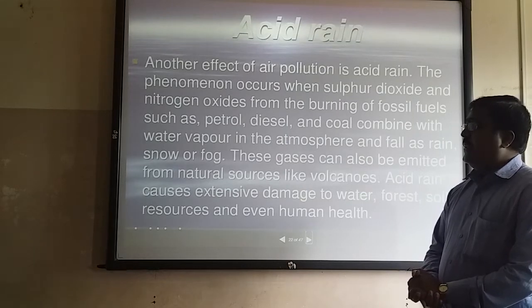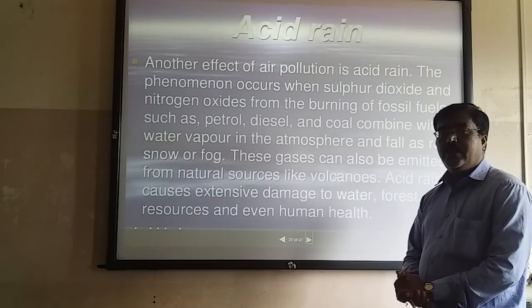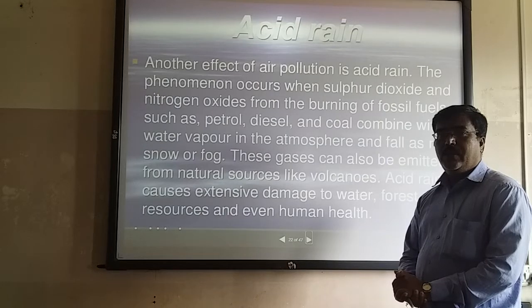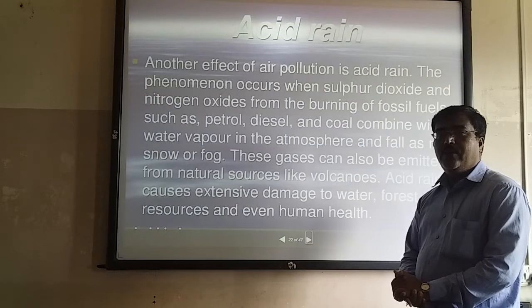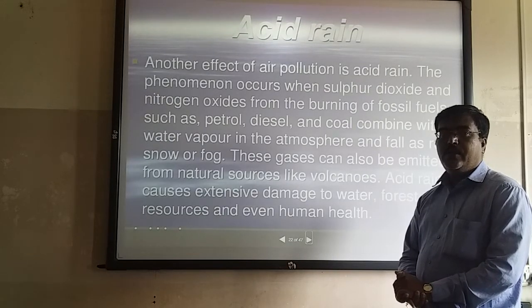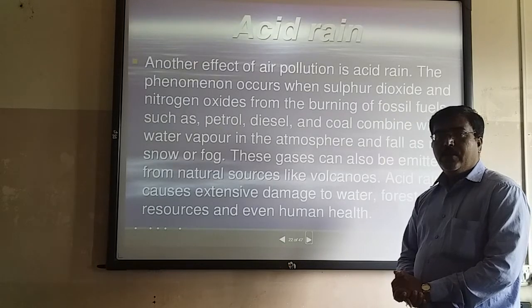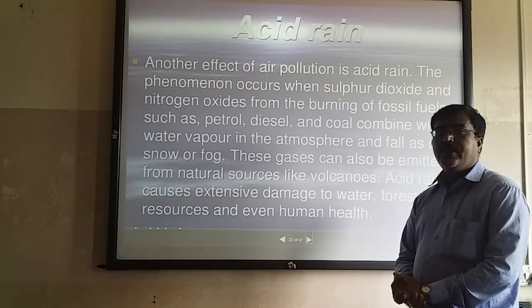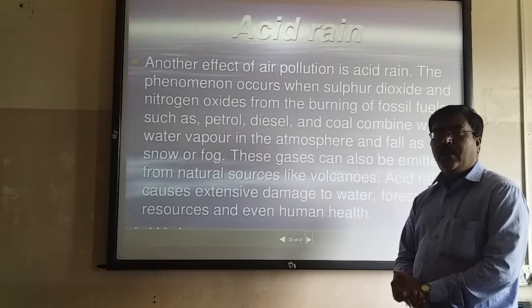So the next one is acid rain. Whatever industrial area we see, that area is highly polluted. Acid rain is caused especially by nitrogen dioxide and also sulfur dioxide. These two oxides are responsible for making acid rain.